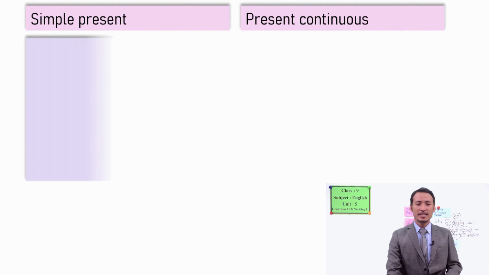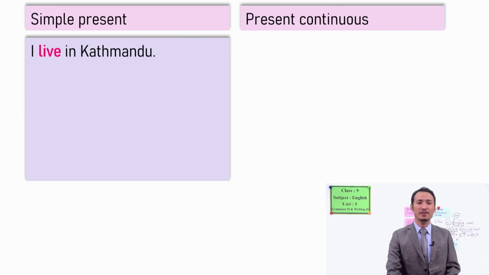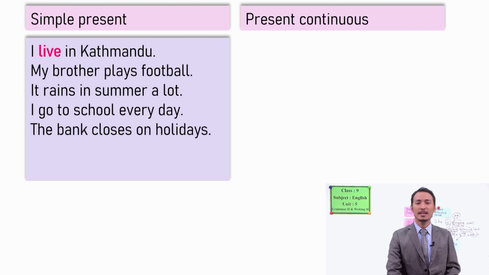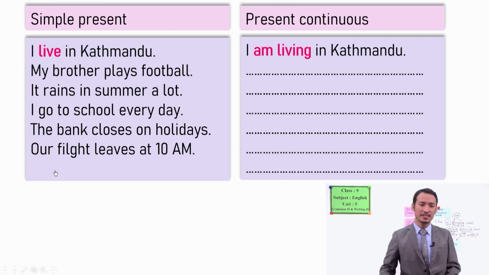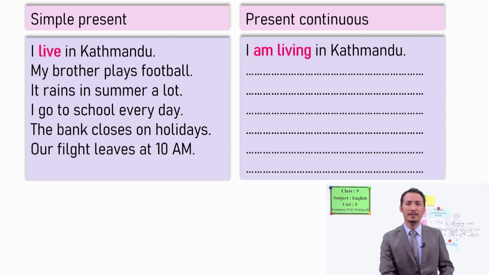Now you have this exercise for you. I have simple present sentences in the form, and please change them into present continuous tense. Like I live in Kathmandu, you can make it I am living in Kathmandu. You can keep the record of the screen, and then you can do it in your home as a homework and then show it to your teacher. Now we have completed the exercise for grammar, and now we are going to move to another exercise.